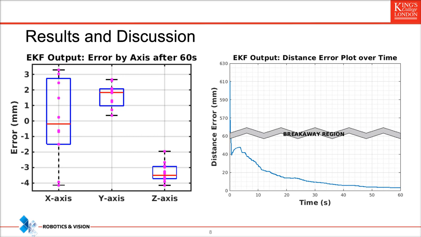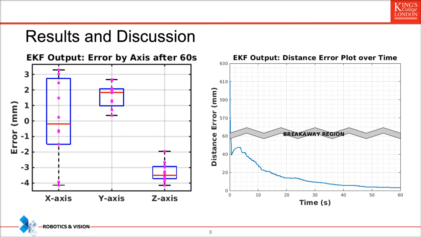Looking at the median error of each axis, the Z axis is the largest, having a median of -3.5 millimeters compared to the -0.2 millimeters and 1.8 millimeters of the X and Y axis respectively. It is not clear what may have caused the error or the inconsistencies between the X values.